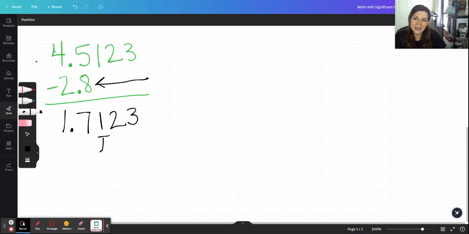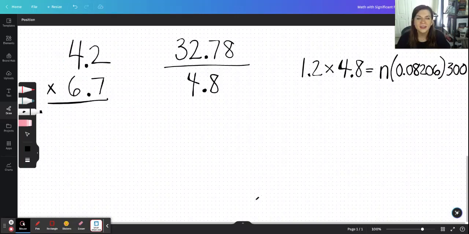This 1 is not big enough to kick the 7 up to an 8, so my final answer would be 1.7. Again, the rules for addition and subtraction are totally the same. We are looking to have our answer match the measurement with the least precision, but that focus is going to be on the number of digits behind the decimal.